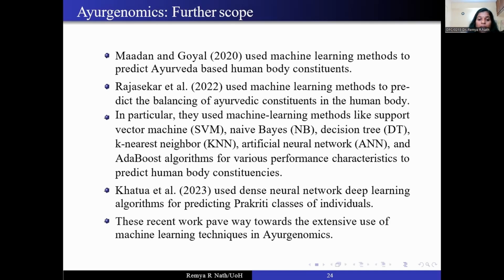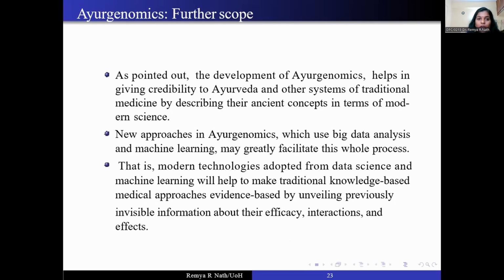These recent works pave the way towards the extensive use of machine learning techniques in Ayurgenomics. As pointed out, the development of Ayurgenomics helps in giving credibility to Ayurveda and other systems of traditional medicine by describing their ancient concepts in terms of modern science. New approaches in Ayurgenomics, which use big data analysis and machine learning, may greatly facilitate this whole process.